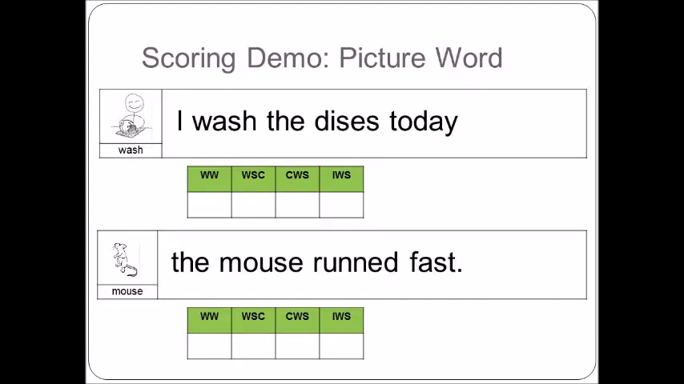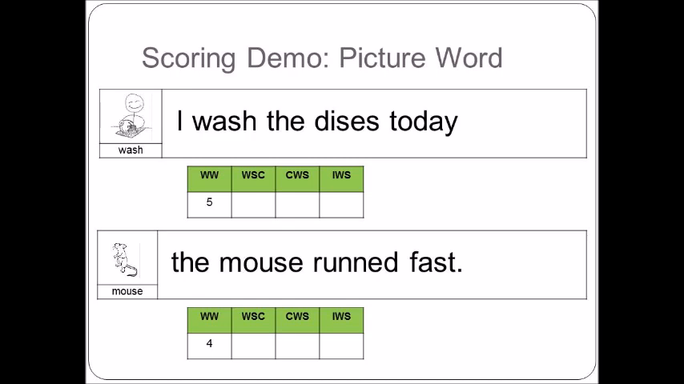Here is our sample picture word probe. First, we count the number of words written. Remember, to count as a word written, a student has to write a sequence of two or more letters separated from another sequence of letters by a space. And we see that in the first sentence, the student wrote 5 words, and in the second sentence, the student wrote 4 words. Next, we underline any words that are misspelled.